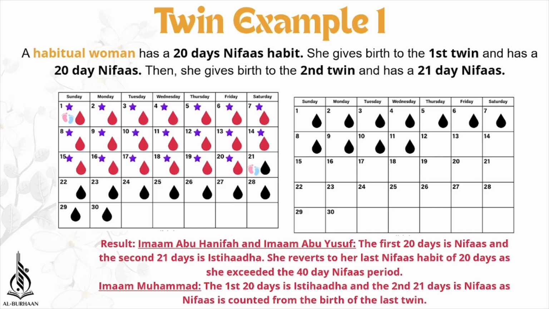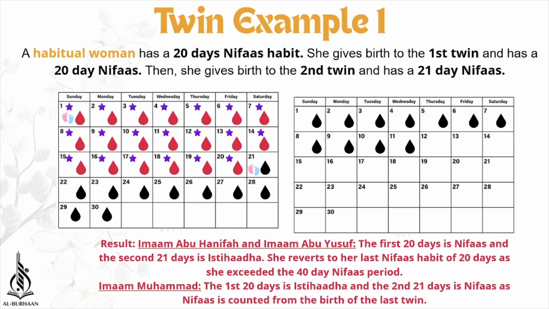So on day 1, she gave birth, right? You see the stars, that's the 20-day habit. She spotted all those days, right? And then she gave birth again to the second twin on the 21st. And then she spotted all the way through, bringing her to day 41. Right? Now, we have got to keep those two views in mind.